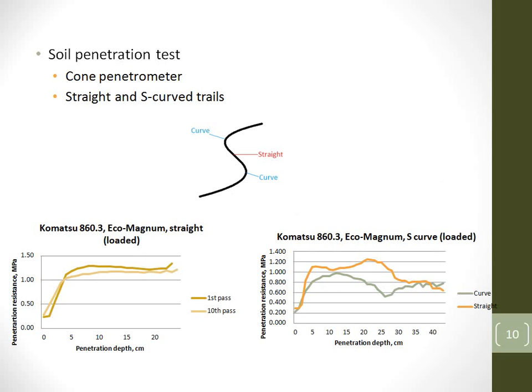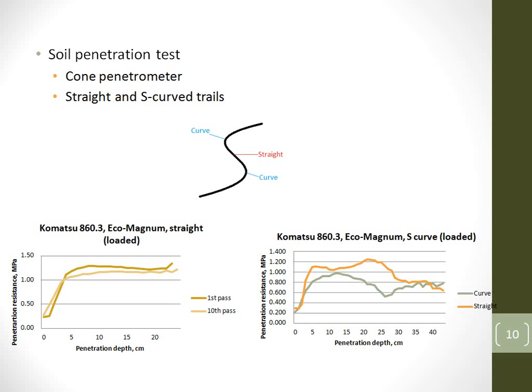And next was the soil penetration test. It was done with the help of a cone penetrometer, and it was done on straight and S-curved tracks. The figure on the left shows the one for the vehicle fitted with Eco Magnum tracks. I've just shown only one of the tracks because all three tracks seem to show very similar results.